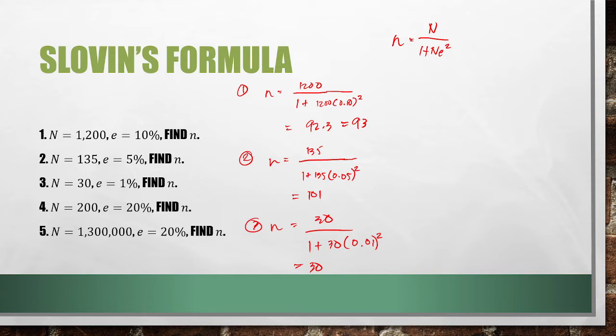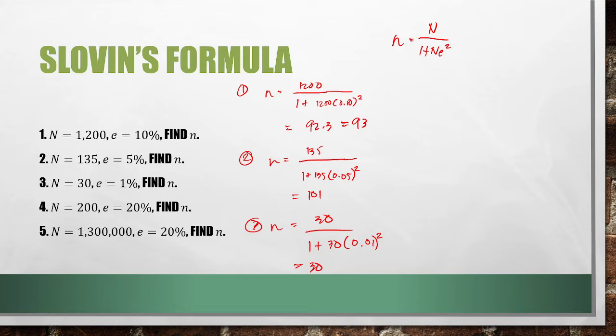But basically, as you can see here, you will see a trend wherein if we decrease our margin of error, the sample size will actually increase. If we have here 200 and it has a 20% margin of error, the sample size will fall in between 80 to 100. Then for this 1.3 million population size, if we use 20% as our margin, the number of samples will fall into a lower number that is not greater than 200, I think.